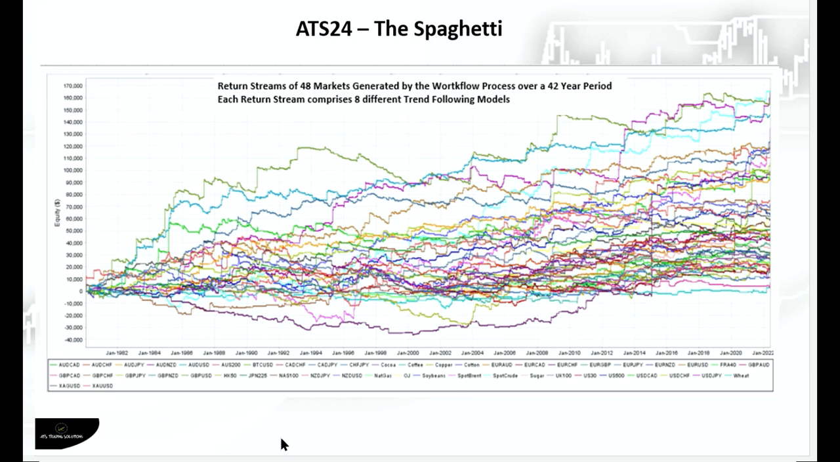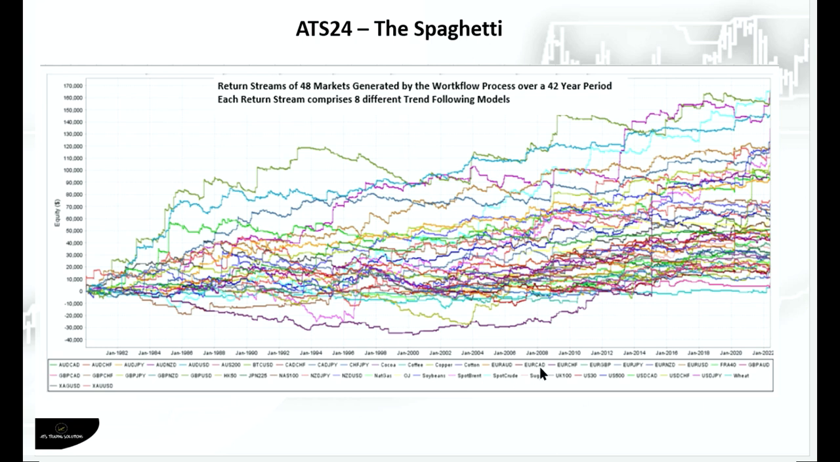we used 8 different unique trend following models which were generated through our workflow process. And we therefore generated, in this example, 48 markets with 8 trend following models apiece, or 384 separate return streams from our workflow process to create this particular portfolio.